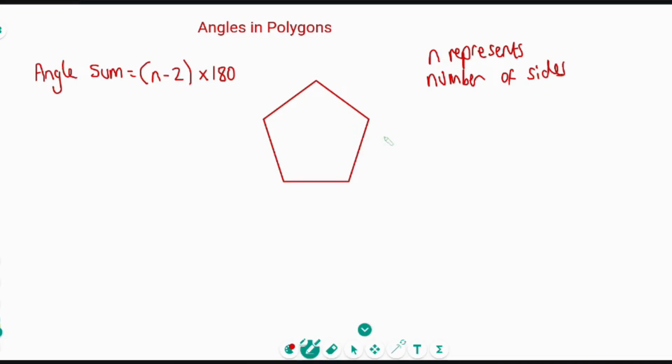So we have 5 sides for this shape. So the angle sum would be 5 minus 2 times 180, which is 540 degrees. So all the angles in that shape add up to 540 degrees. Now these formulas are specific for regular polygons.